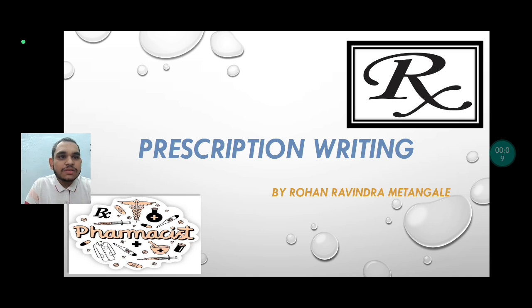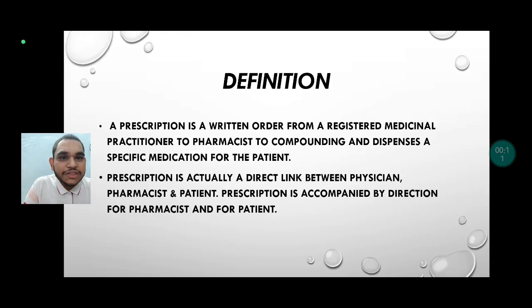My today's topic is prescription writing. Definition: a prescription is a written order from a registered medical practitioner to the pharmacist to compound or dispense a specific medication for the patient. A prescription is actually a direct link between the physician, pharmacist, and patient. It is accompanied by directions for the pharmacist and for the patient.